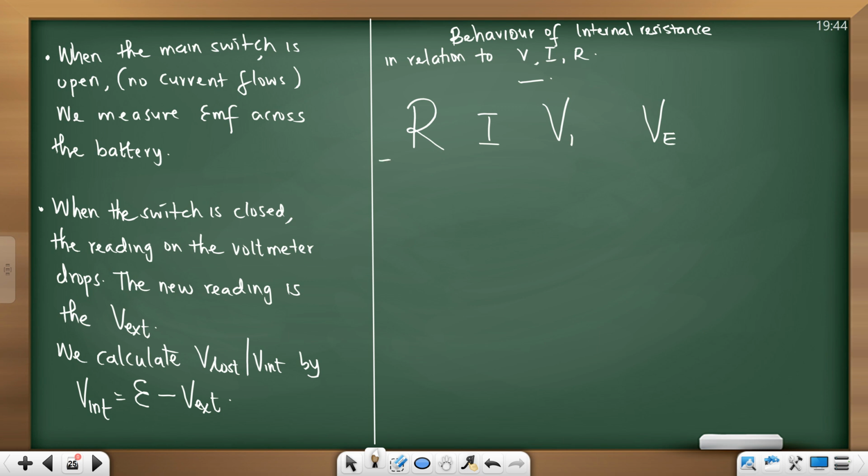Where the R stands for what? Total resistance. Where the I stands for what? Total current. Where the VI stands for what? Voltage what? Internal. And that voltage internal is also known as my V what? Lost. Because it's inside. And what is this called? Voltage what? External.